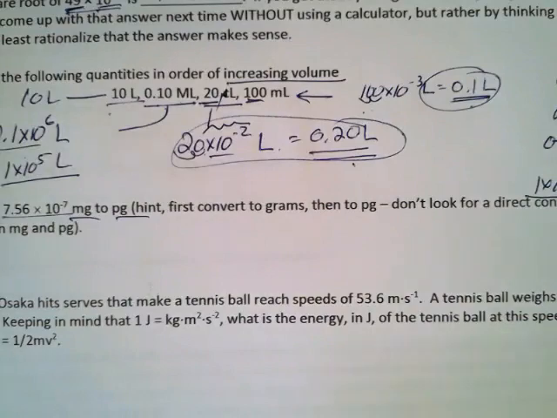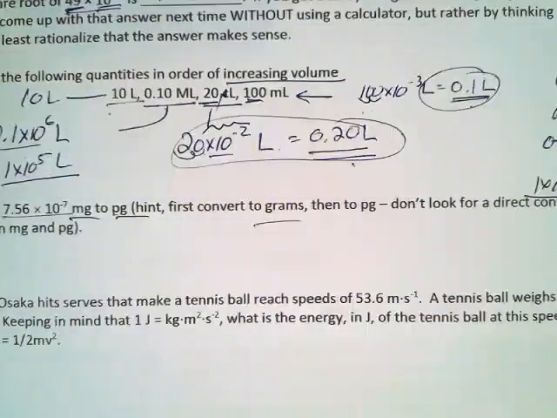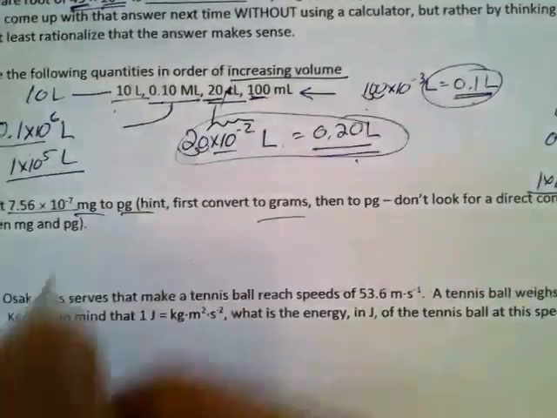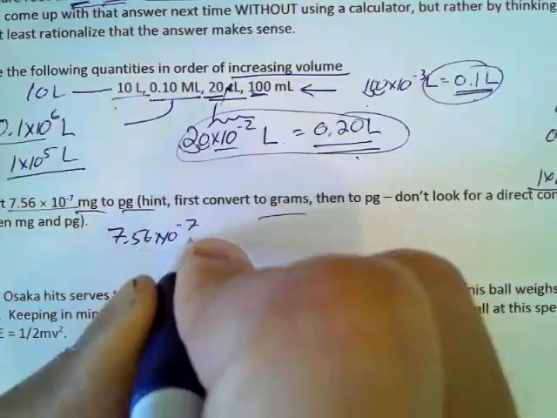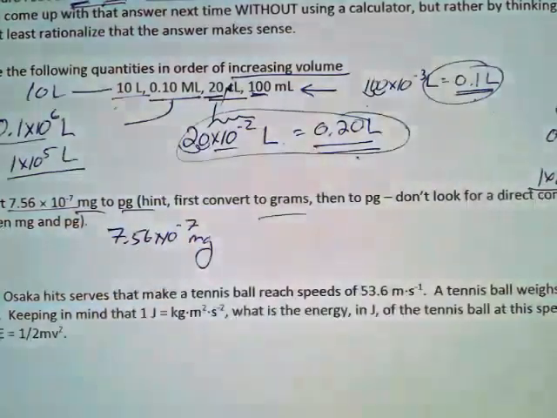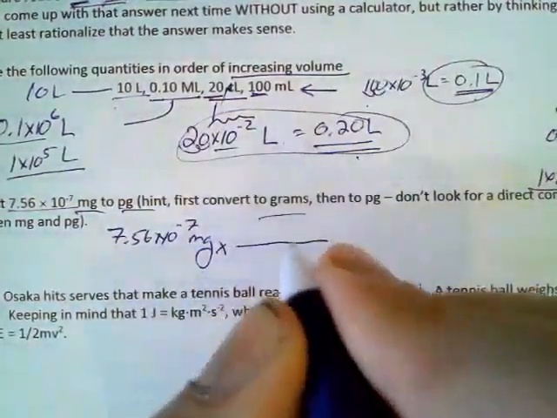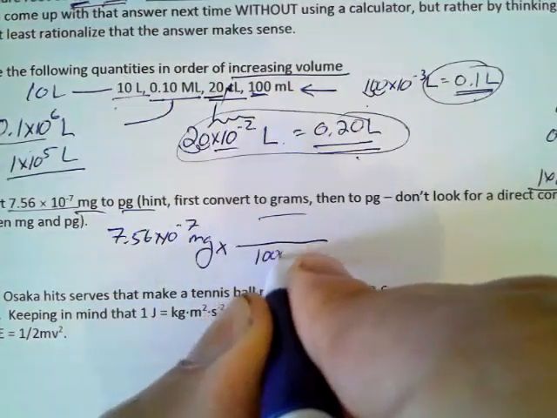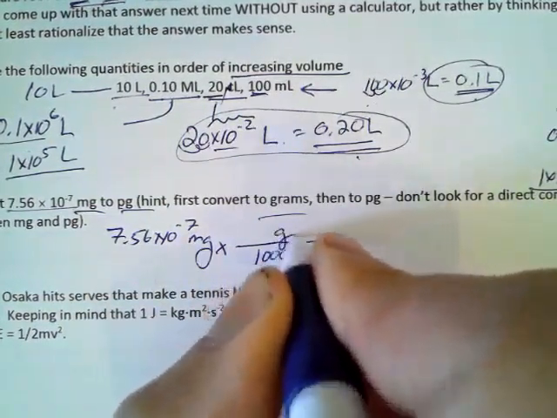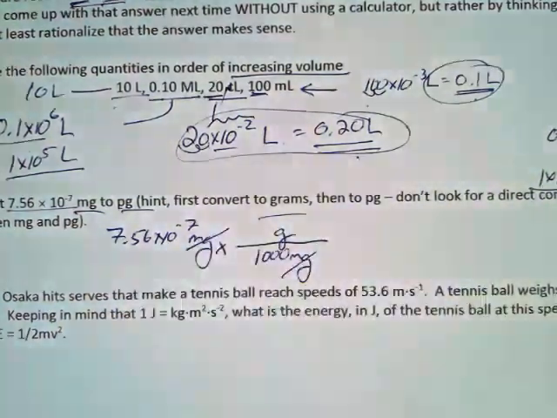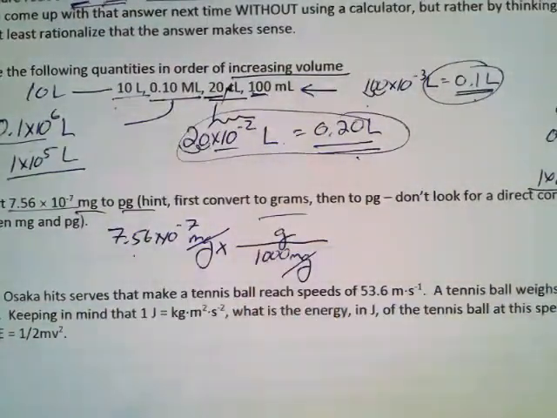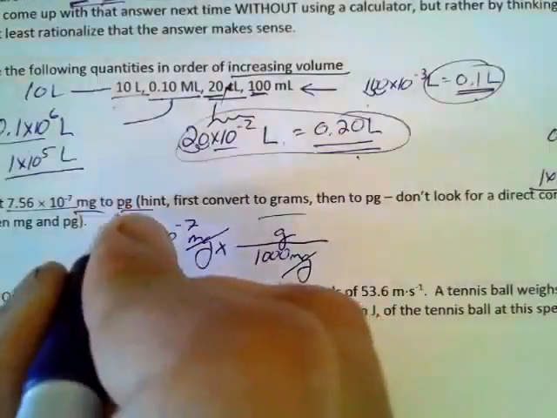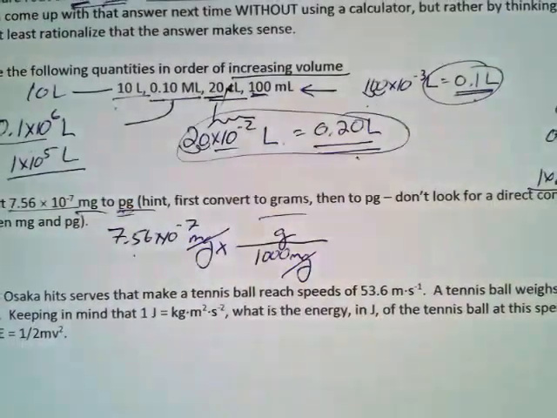I go through meters. So I'm going to go through grams in this case. So 7.56 times 10 to the minus 7 milligrams. Then I'm going to say, hey, I know that there are 1,000 milligrams in a single gram. If I take this number and divide by 1,000, I now have an answer in grams. I'm not asked for an answer in grams, I'm asked for an answer in picograms.